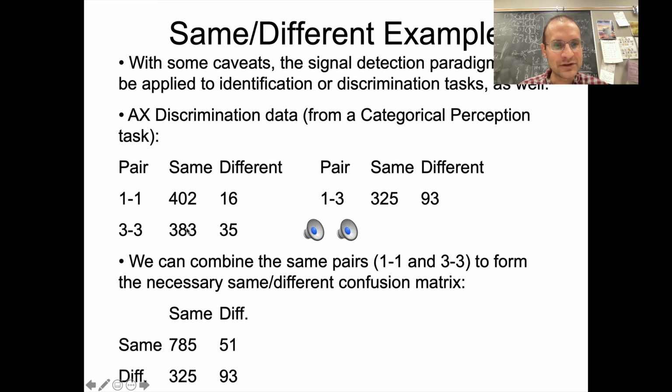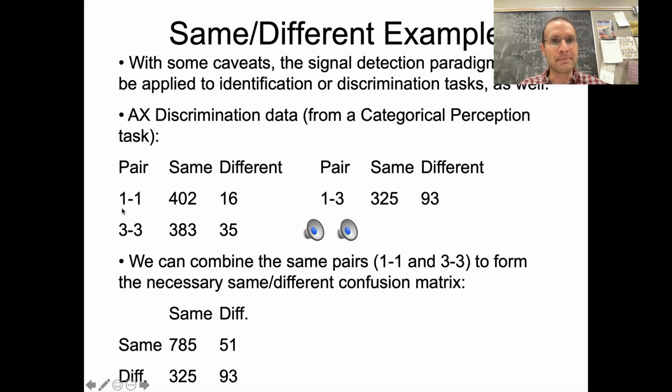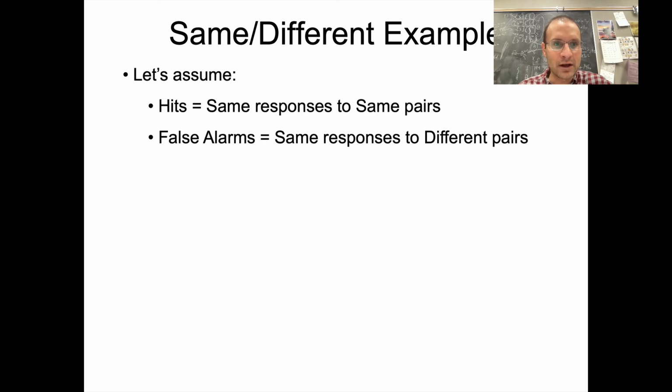Just adding up these numbers here, we get 785 same responses, 51 different. And then you can count all the numbers from the different pairings over here and present the number of times you get same responses to those or different responses to those. And based on simply this 2 by 2 matrix, you can calculate a value of d prime. And I think I do that here on the next slide.